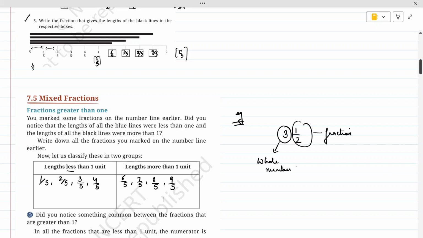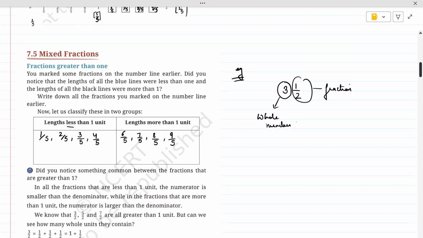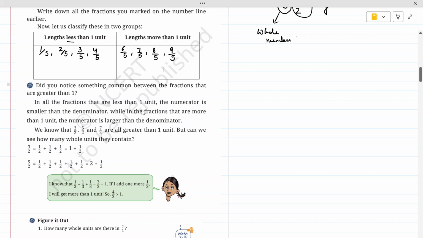Now, did you notice something common between the fractions that are greater than 1? In all the fractions that are less than 1, the numerator is smaller, but in the other ones, the numerator is bigger than the denominator. So yes, we have seen this and we have also done this before. We know that in the case of the mixed fractions, the numerator is greater than the denominator.